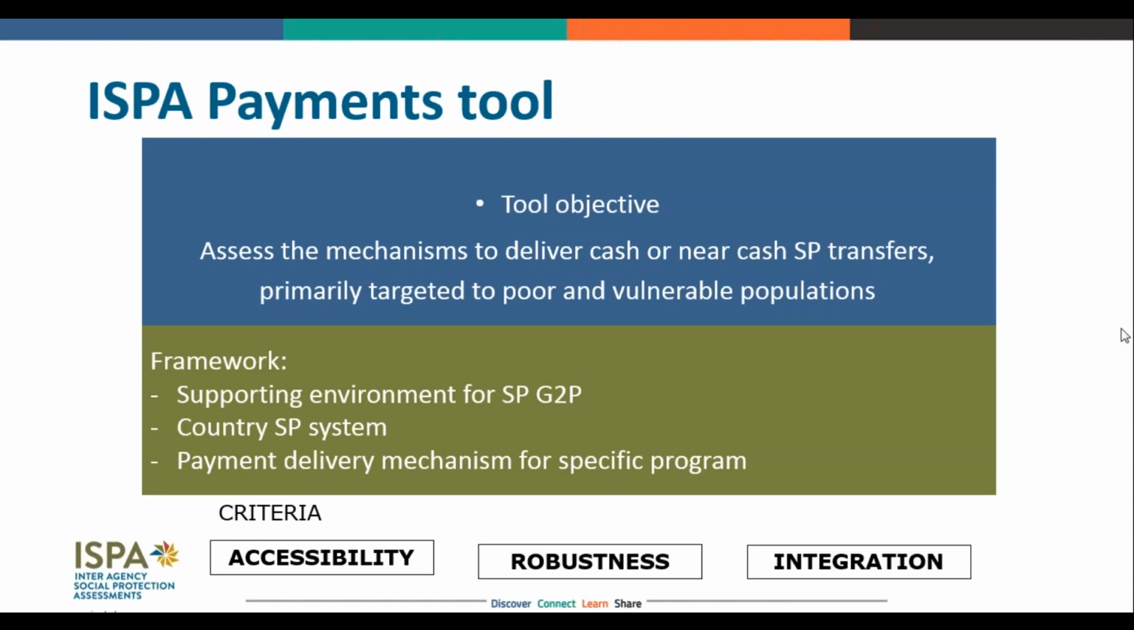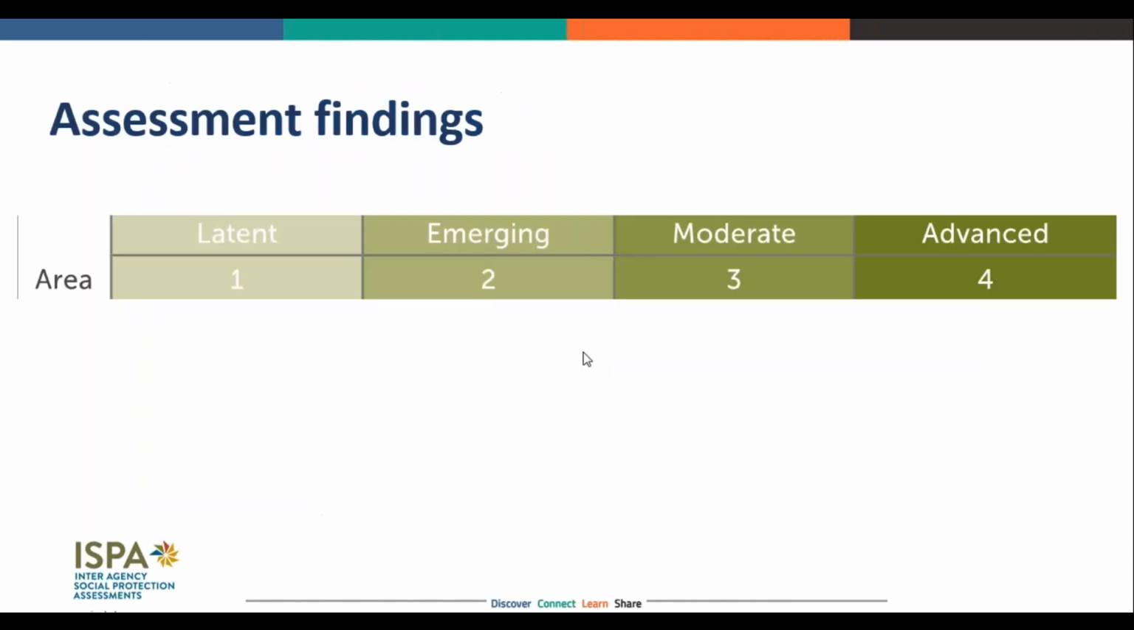So if we move on to slide 8, the assessment is supported by effectively categorizing different types of situations into a 4-point scoring system. When looking at payment delivery mechanisms, weaker or what we call latent payment delivery mechanisms receive a score of 1, emerging payment delivery mechanisms receive a score of 2, and the most advanced payment delivery mechanisms score a 4.